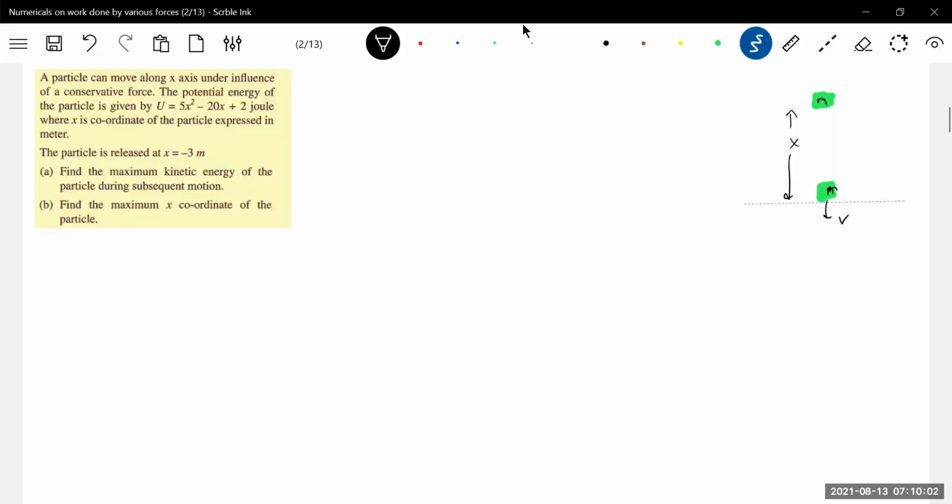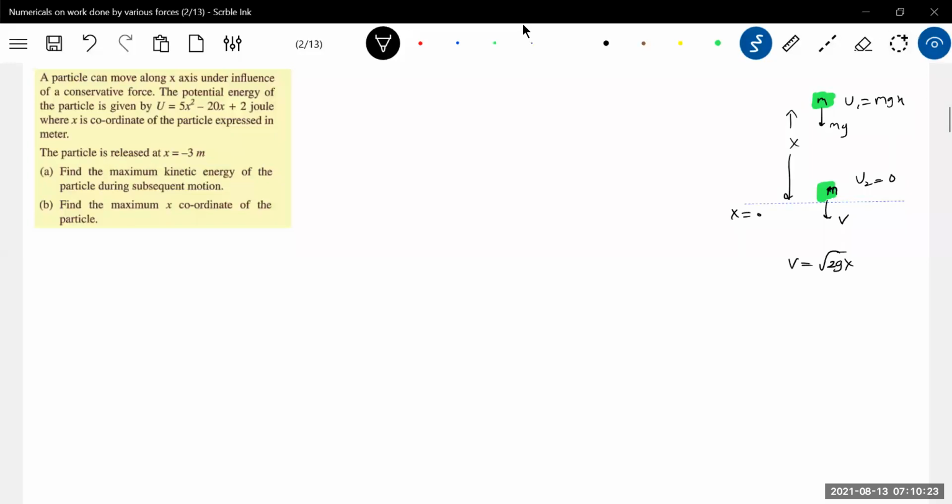Then by applying conservation of mechanical energy, we can write v equal to root of 2gx. And what was the potential energy here? mgx. Potential energy at x equal to 0 is zero, as we have defined it. What was the force acting on the block? It is mg.